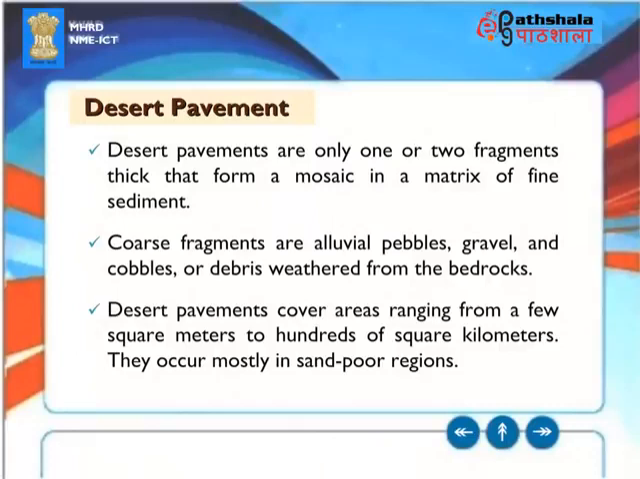Desert pavements are only 1 or 2 fragments thick that form a mosaic in a matrix of fine sediment. Coarse fragments are alluvial pebbles, gravel, and cobbles, or debris weathered from the bedrocks. Desert pavements cover areas ranging from a few square meters to hundreds of square kilometers. They occur mostly in sand poor regions.